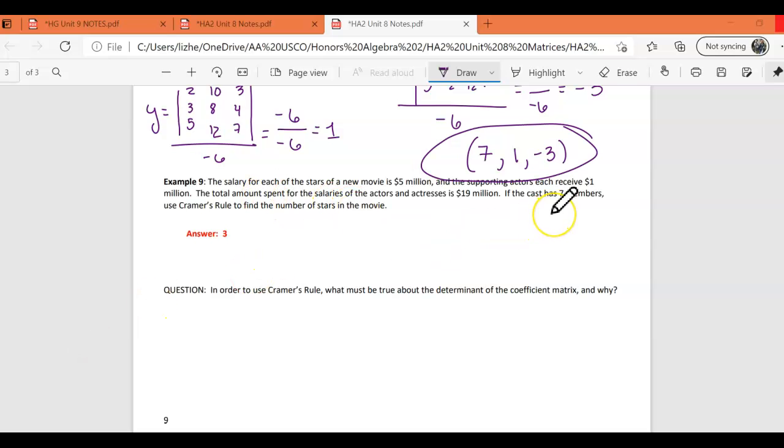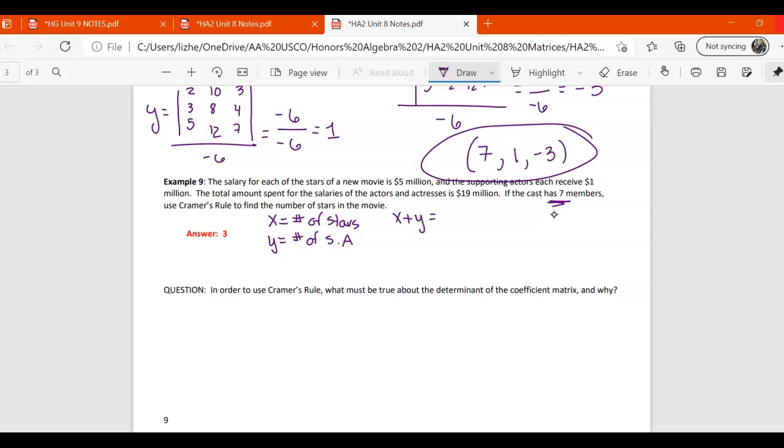Okay, so for this one, we're going to say that X equals the number of stars, and Y equals the number of supporting actors. And we know, right here, there's 7 members. So we know one equation right there, X plus Y has to be 7. So we have one equation.